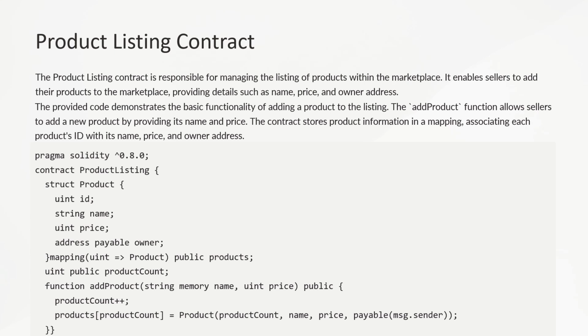Sellers can add products by calling the add product function publicly. This contract allows for seamless addition of products to the decentralized marketplace, providing a structured and transparent way for sellers to list their items while ensuring data integrity and efficient data access.